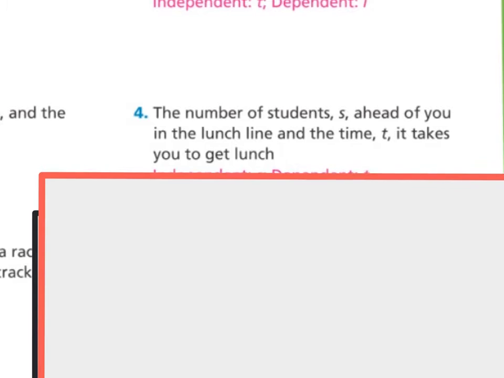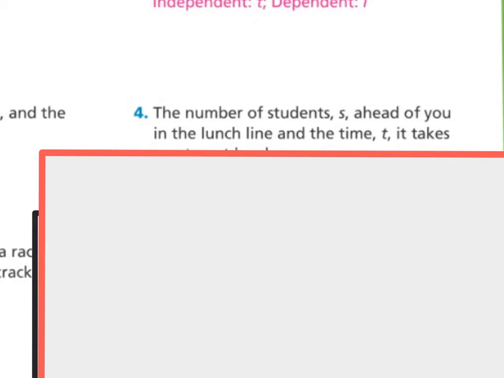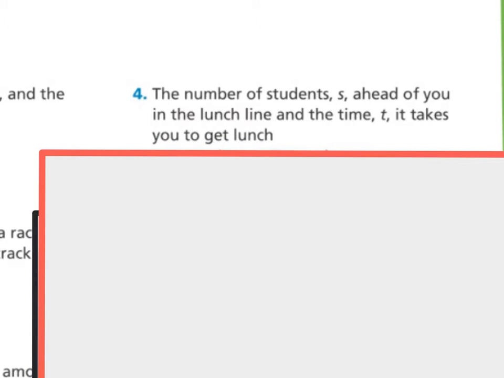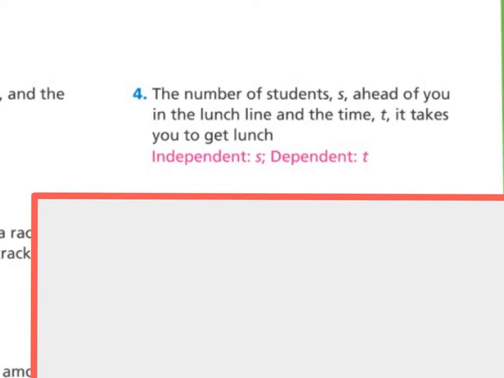Number 4, number of students ahead of you in the lunch line and the time it takes you to get lunch. So students ahead of you depends on how long it takes you to get to lunch, or the time it takes you to get lunch depends on the number of students ahead of you. Second one sounds good. So in this case, dependent is going to be the time it takes you to get to lunch, and independent is going to be the number of students ahead of you. So this is another one of those exceptions where time is actually the dependent variable here again.